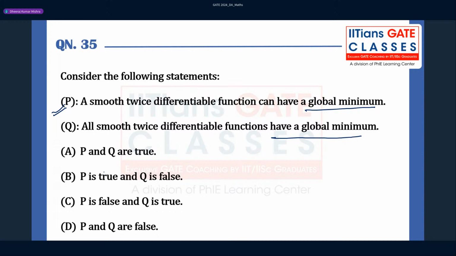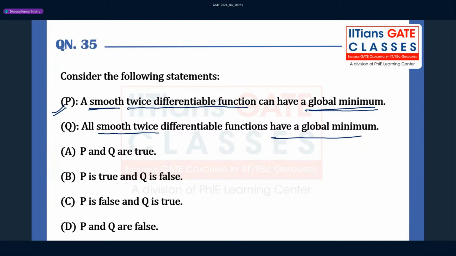Let us see what they have written. Read it again: a smooth, twice differentiable function, two times differentiable, can have a global maximum or minimum. What is the meaning of smooth here? First of all, you have to understand that. If a function is smooth, it will be continuous and it will be differentiable also.